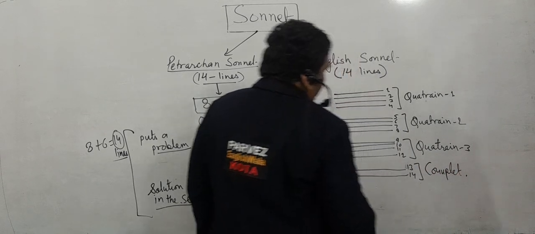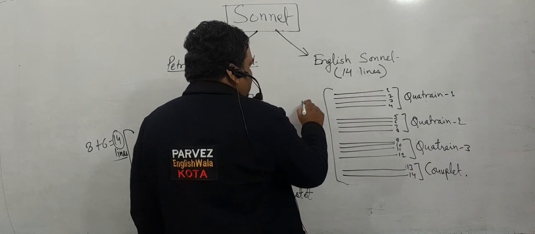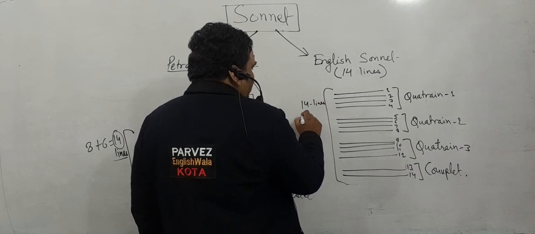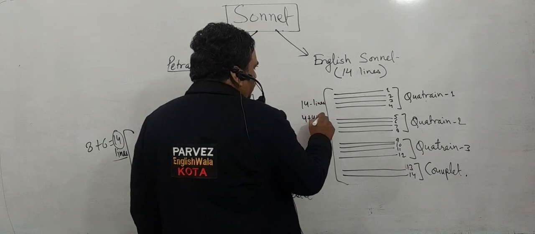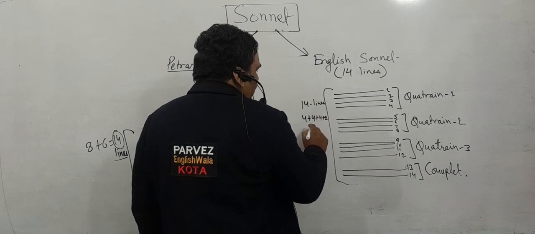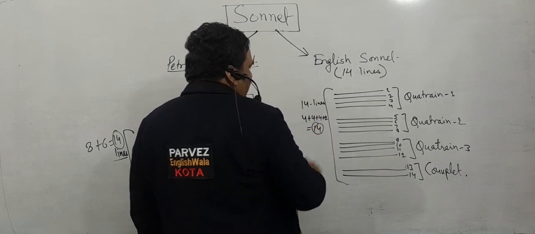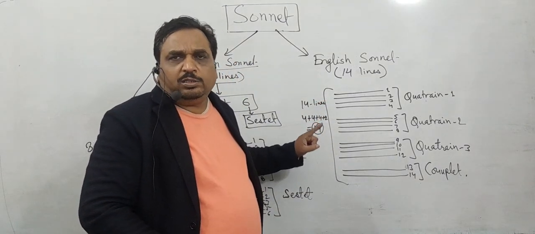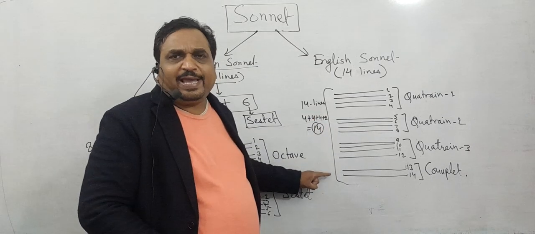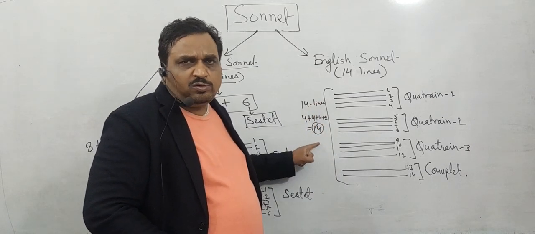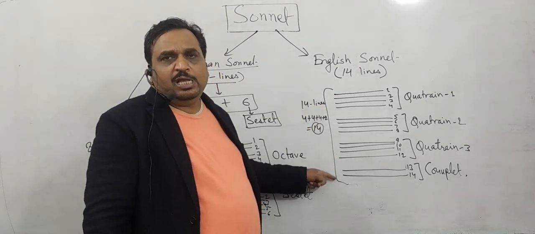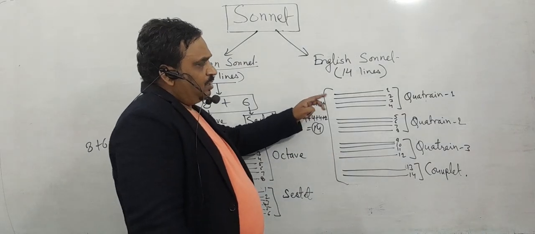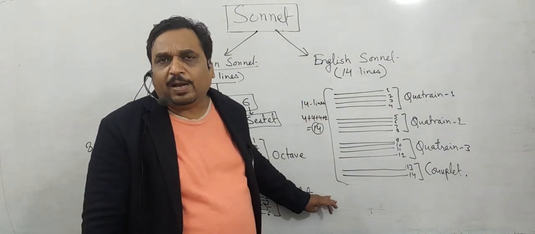So if we find the arrangement of the 14 lines in a sonnet in such a way that 4 plus 4 plus 4 plus 2 is equal to 14, certainly this arrangement always talks of the English sonnet, or the Shakespearean sonnet, or we may call it the Elizabethan sonnet. In a Shakespearean sonnet, we have 3 quatrains. One quatrain consists of 4 lines. So in fact, there are 3 quatrains and a concluding couplet.